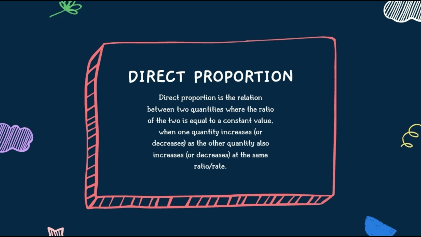First, we have direct proportion. Direct proportion is the relation between two quantities where the ratio of the two is equal to a constant value. When one quantity increases or decreases, the other also increases or decreases at the same ratio or rate.